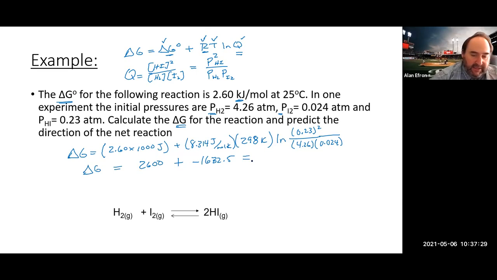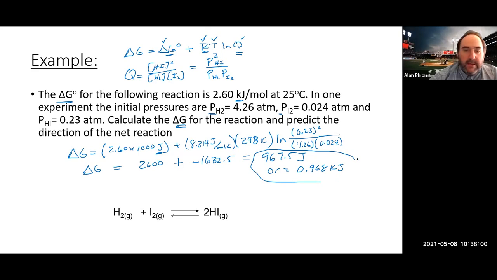Now finally cleaning it up there, 2600 basically minus 1632.5 is going to get us 967.5. My units would be joules here since I did some conversion. Do you want to make it into kilojoules like delta G normally is? That would be 0.96. I guess we could round it to 1 kilojoule. Any questions on that particular problem there?